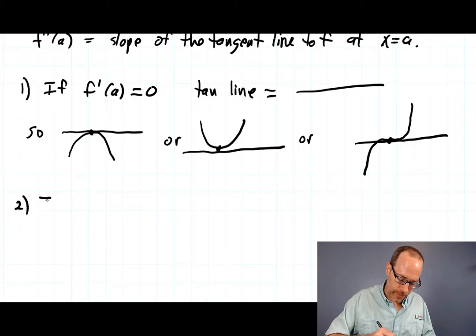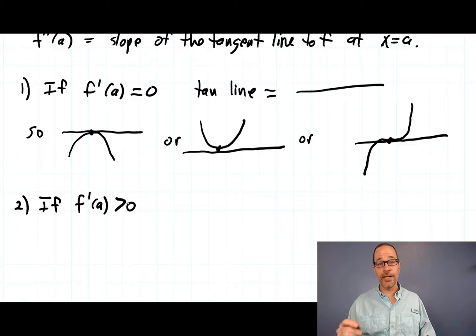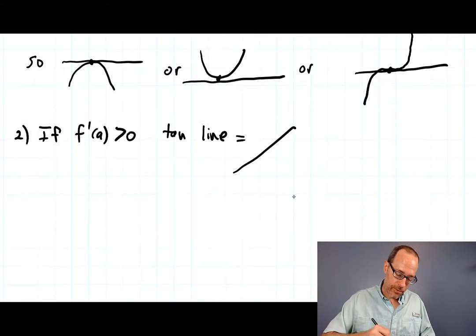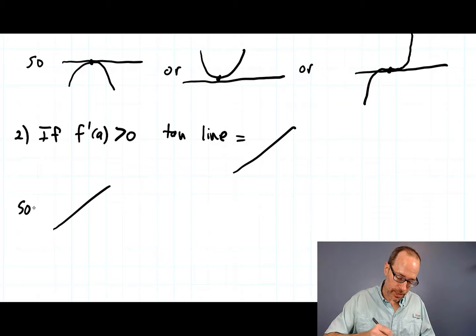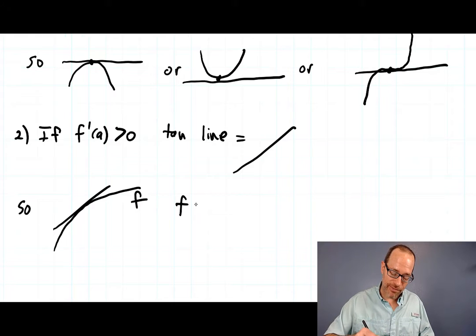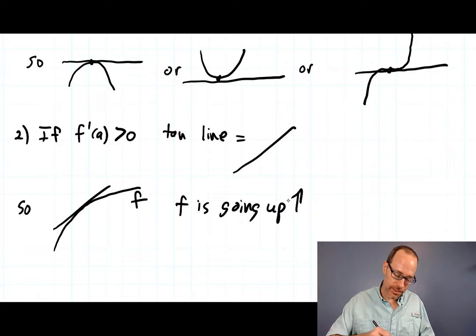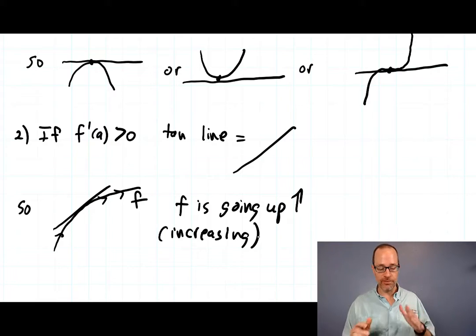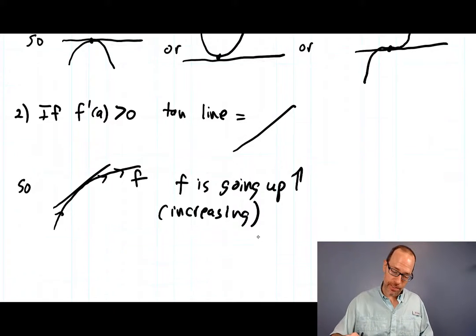Number two, if f prime at a is strictly bigger than 0, then it has positive slope. So the tangent line is pointing up. And if you think about it, what does that mean if the tangent line is pointing up? It means your function looks like this. In other words, f is going up. As you head along f, it's increasing, is the fancy word. So positive derivative means near that point your function's increasing.